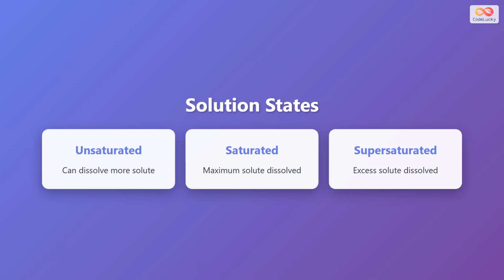Solutions can exist in three different states. An unsaturated solution can still dissolve more solute, like when you first add a spoonful of sugar to water and it easily dissolves. A saturated solution has reached its maximum capacity and cannot dissolve any more solute at that temperature. A supersaturated solution is a special unstable state that contains more dissolved solute than normally possible. This is achieved by carefully cooling a saturated solution, and any disturbance can cause the excess solute to precipitate out.